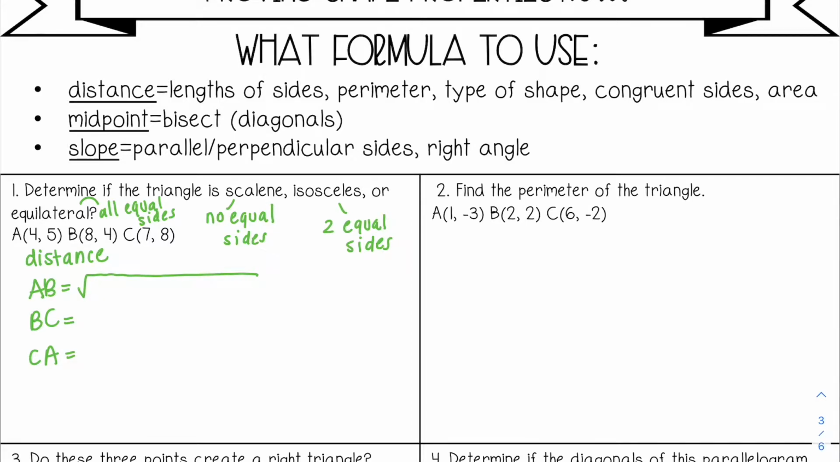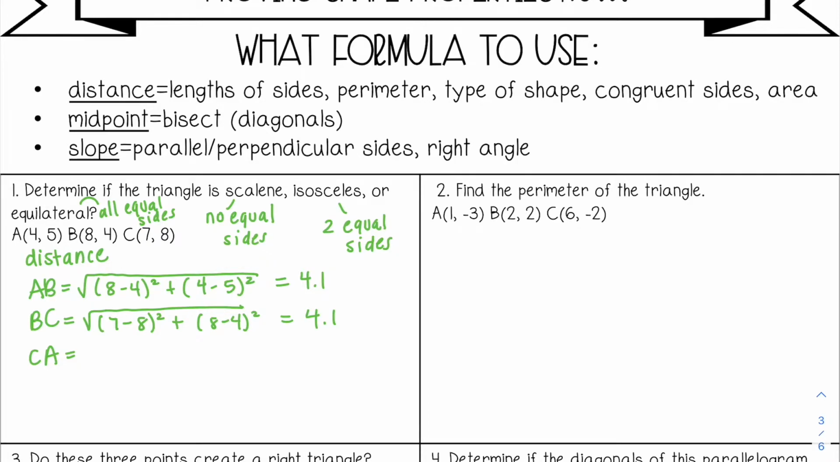So from A to B, I would say 8 minus 4, x sub 2 minus x sub 1 squared, and 4 minus 5. And you can do the work for each, and you should get 4.1. And I'm going to do the same thing for B to C. So I'm going to start with C, so 7 minus 8, and then 8 minus 4. All right, I'll give you a second to type that in your calculator and do any work. All right, and you should have gotten 4.1.